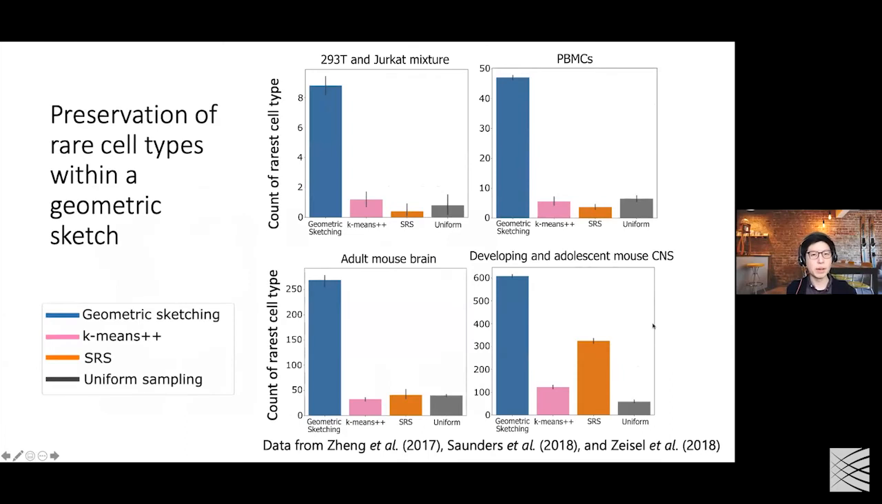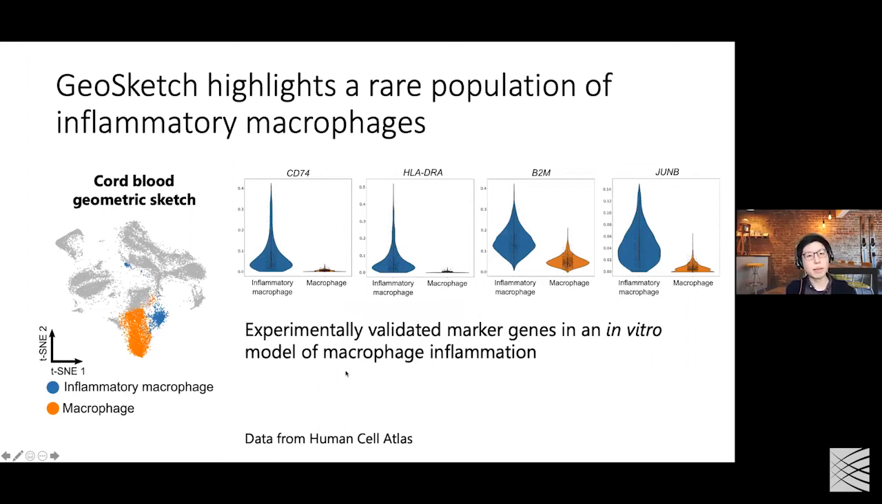And if we actually go ahead and count the number of cells in the sketch belonging to the rarest cell type in the data set, then this is what we get. So we indeed capture more cells from the rare cell type compared to the baseline approaches. And interestingly, we found that this ability to enhance representation of rare cell states can actually help with biological discovery. So this is an example where we tried sketching this cord blood data set. And when we did a clustering analysis on our sketches, we were able to find this interesting subtype of macrophages that corresponds to inflammation response.